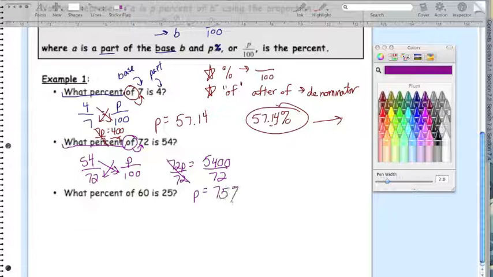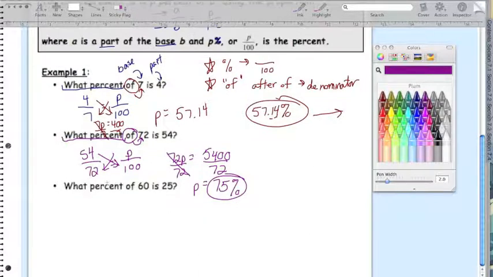Again, we're finding percentages, so my answer is 75%. Be sure to label, just like a word problem.